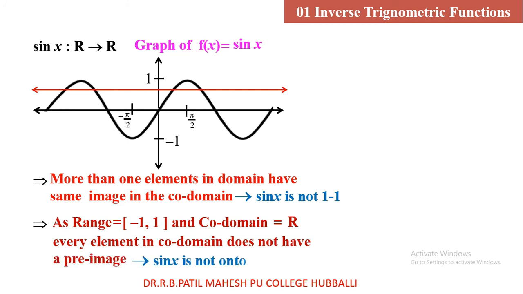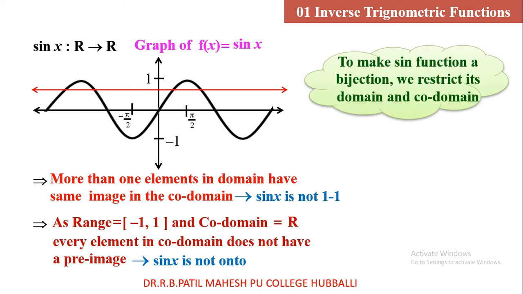Therefore, this is not onto. The sin x function is not 1-1 and not onto. Then this is not bijective. Now, very important: this is not bijective. We understood this is not bijective. Now, to make the sine function a bijection, we restrict its domain and codomain.